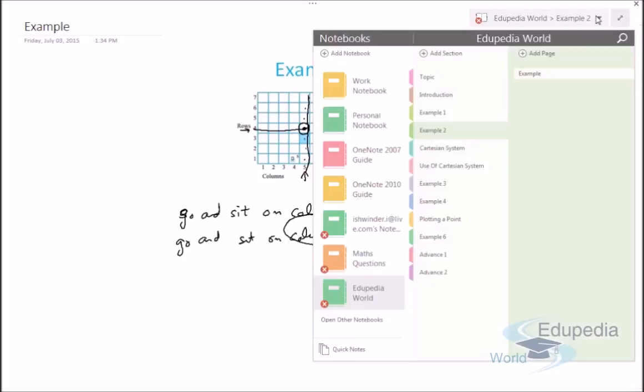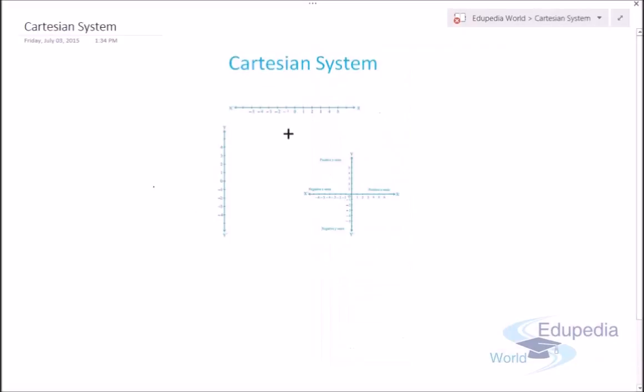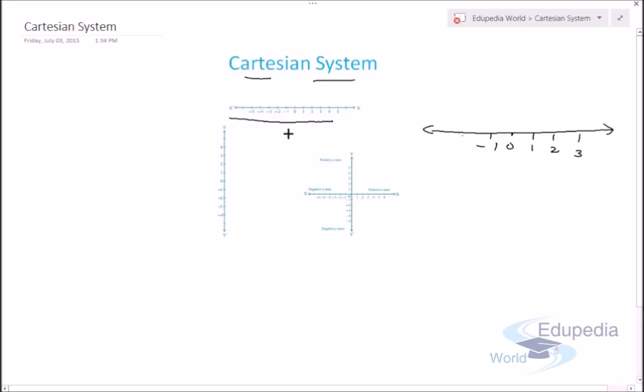So let's discuss the further concept, which is a very widely known concept, also known as the Cartesian system. Now listen carefully because it is a very important concept in coordinate geometry. Now in the number system you have studied the number line. So let me draw a number line again. So the number line is like this. We have 0 in the middle and positive numbers on the right and negative numbers on the left.